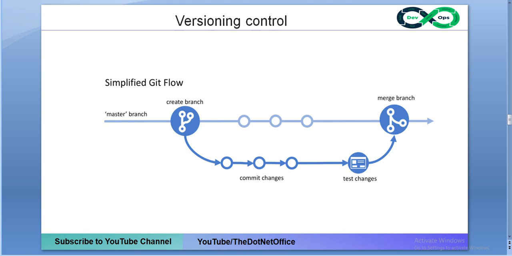So suppose in this diagram we can see there is a master branch. From that master branch we create a branch. Basically that branch is a child of this master branch. Now any developer working on a particular task, instead of merging that code into the master branch, commits the changes to the particular branch only, and then that particular branch is tested, and when everything looks good, the code is merged into the master branch. So that is the advantage of the branch.